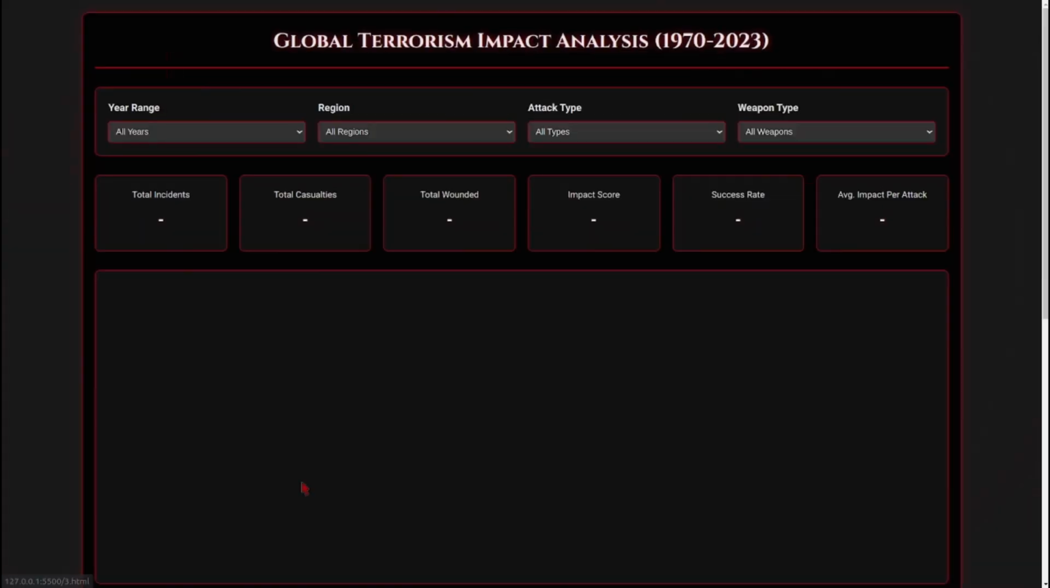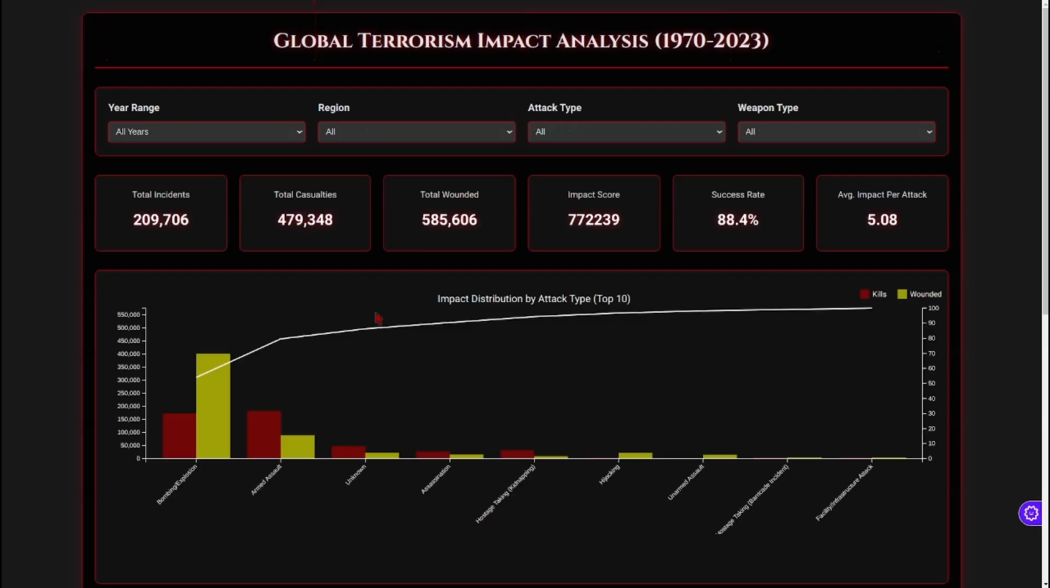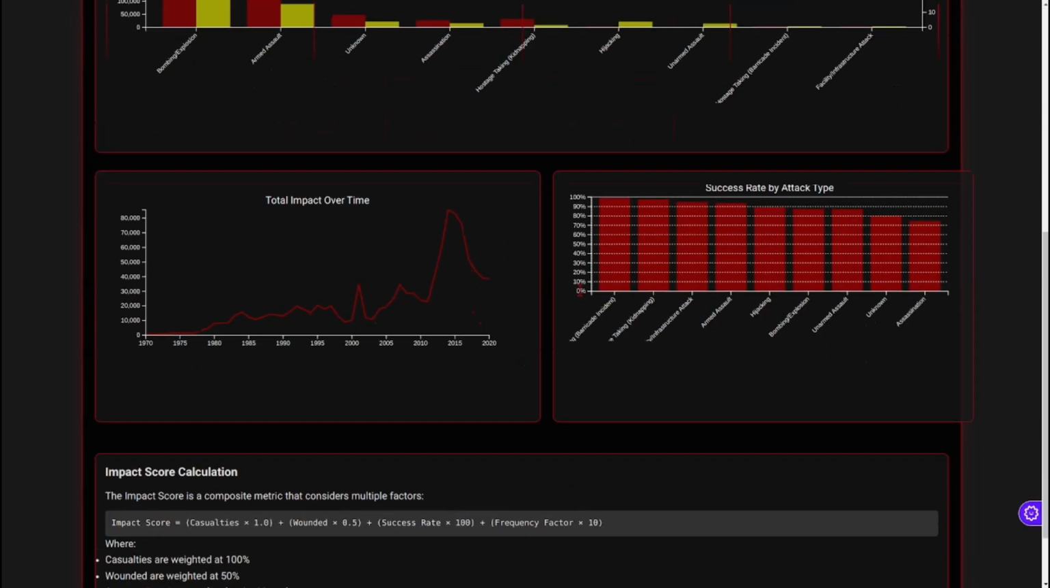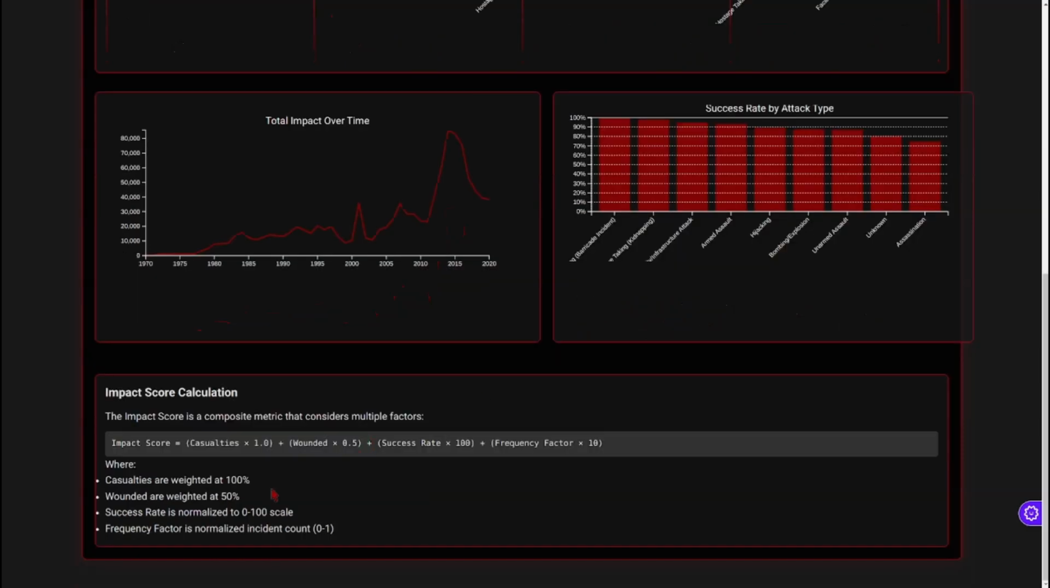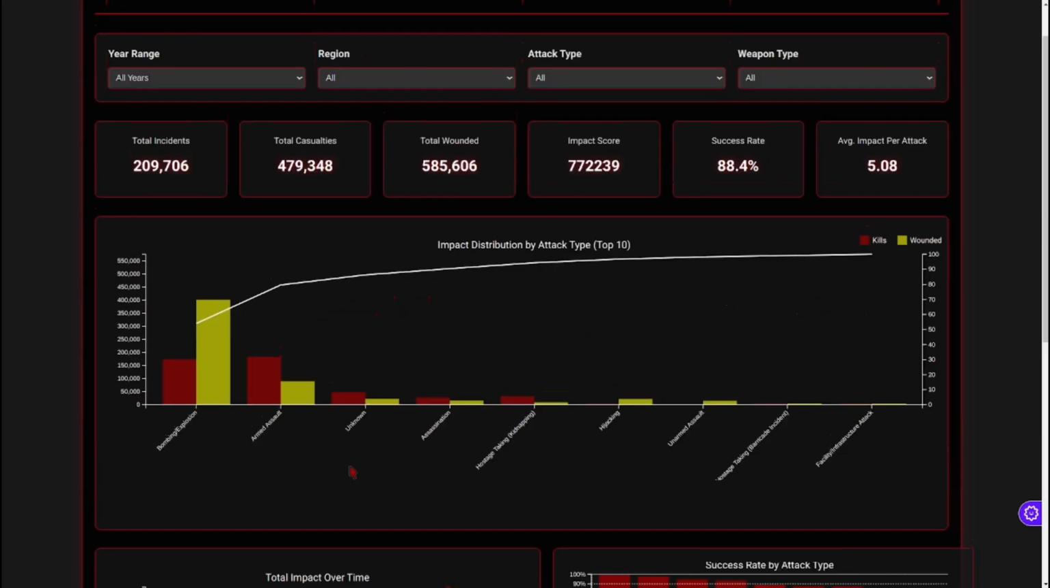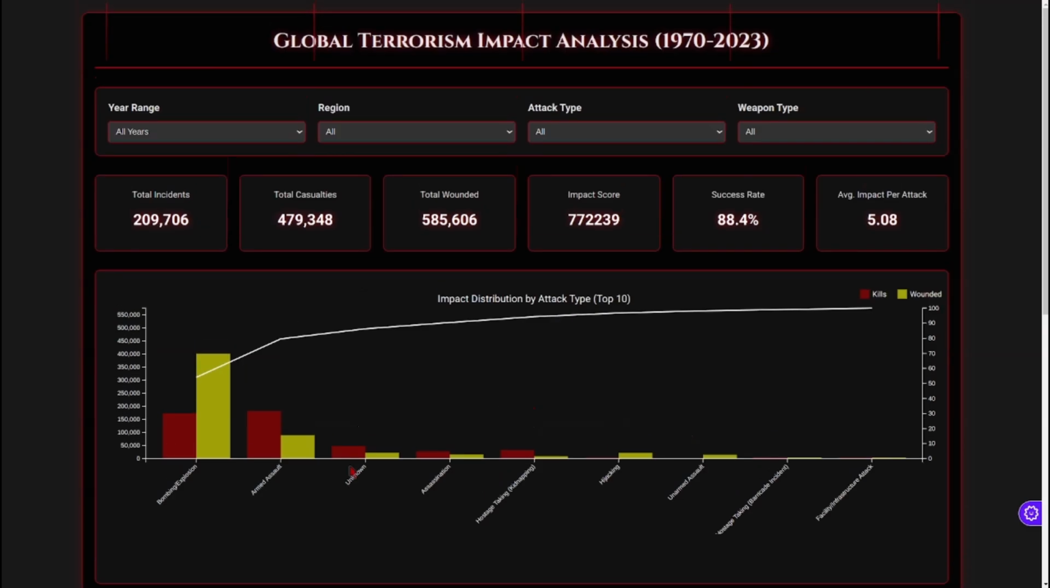Moving on, our next section focuses on the human cost of terrorism. This part of our project uses a combination of a Pareto chart, line chart, and a bar graph to provide a comprehensive impact analysis. The Pareto chart shows casualties per attack type, highlighting that 80% of the casualties come from just 20% of the attack types, mainly bombings and armed assaults. Notably, suicide bombings exhibit the highest per-incident death rate.